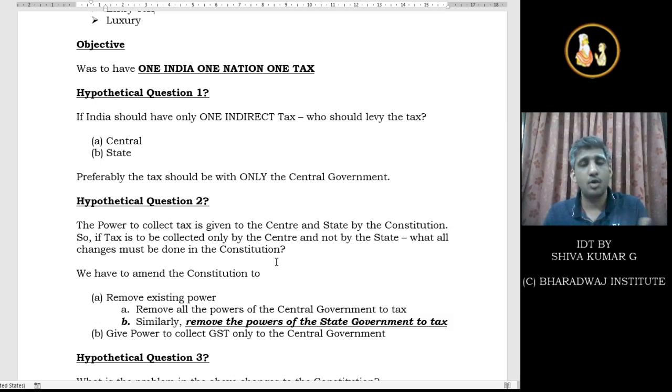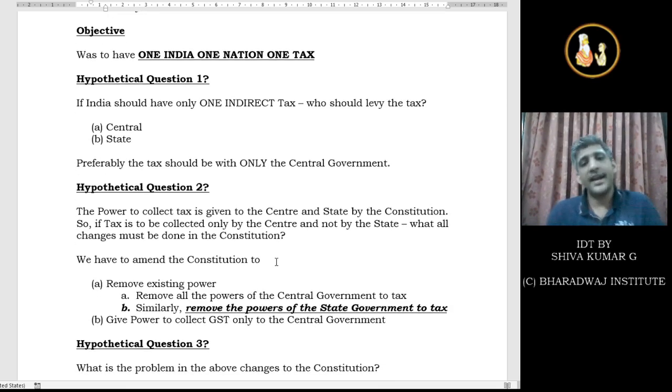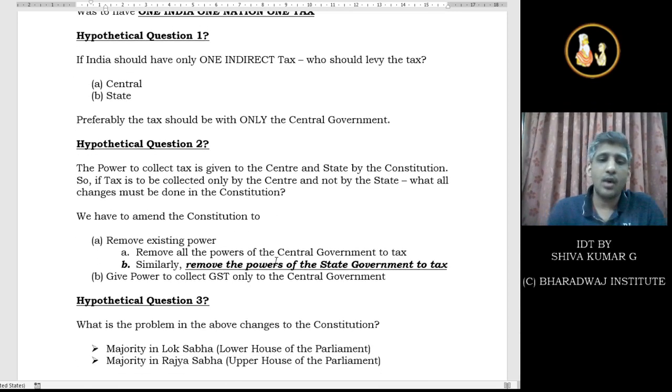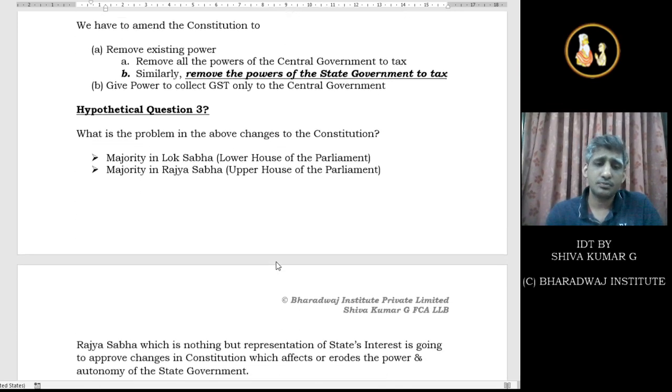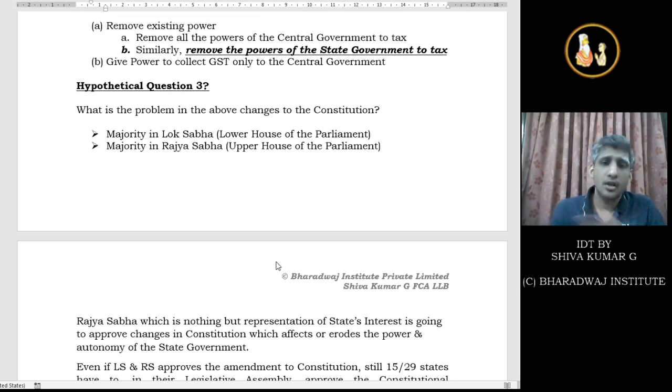So, what must we do? We have to go to the constitution, remove the powers of the central government, remove the powers of the state government to levy tax, and give the power to collect only one tax known as GST only to the central government. That they have to do. Okay, let's do this. Then what is the problem? If I need to do this, I need to amend the constitution. To amend the constitution, I need to get majority in Lok Sabha. Okay, I get majority in Lok Sabha. Then you need to get majority also in Rajya Sabha.